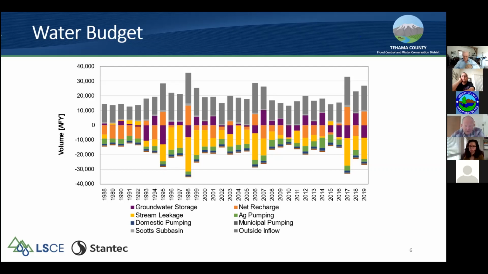Not yet. Okay, that's fine. A quick question: these are actual numbers, this isn't just a theoretical demonstration here. These are actual numbers from our current historical model.